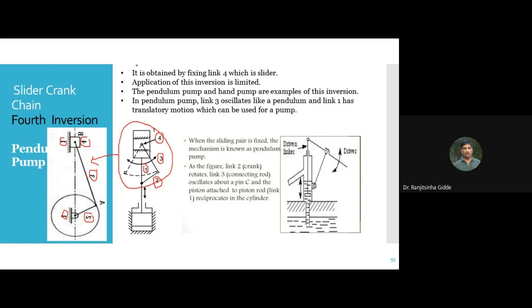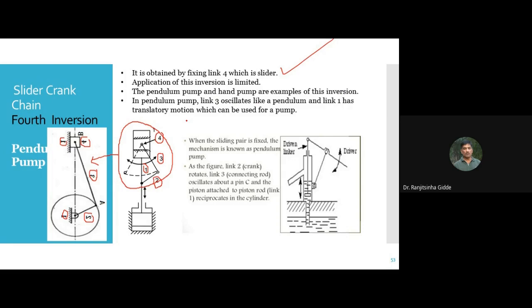And what is written here? Just a C. It is obtained by fixing link 4, which is the slider. This slider is fixed here. And this one is the additional links to get the particular work. Now, the pendulum pump or the hand pump are examples of this inversion.